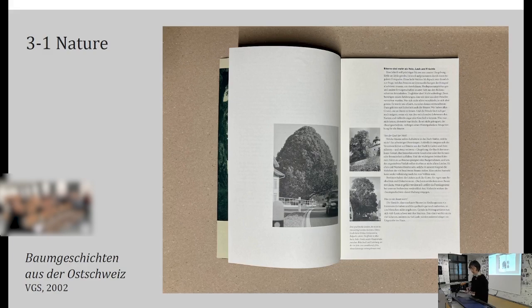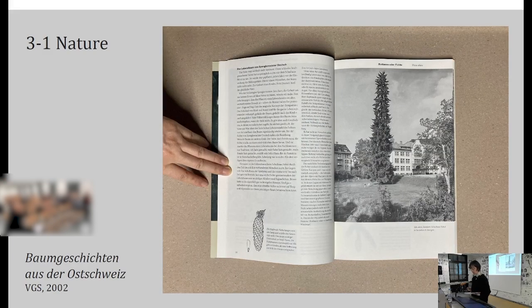After an introductory paragraph about the importance of trees, the story of the trees of Eastern Switzerland is told in full page spreads, with a photo of the tree on the right side, a single paragraph about each tree on the left side, and a more scientific story in the margin, in the narrow column.